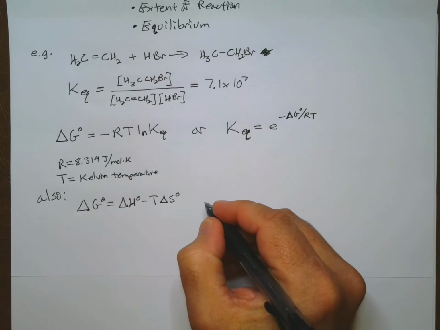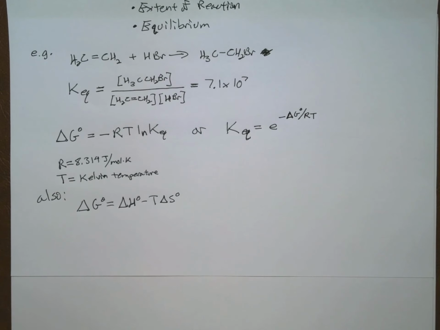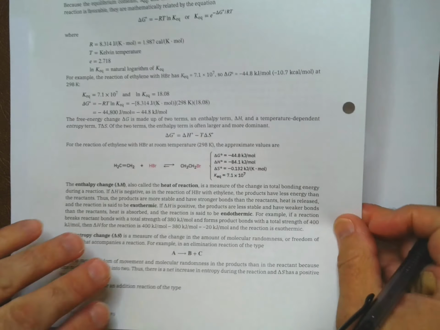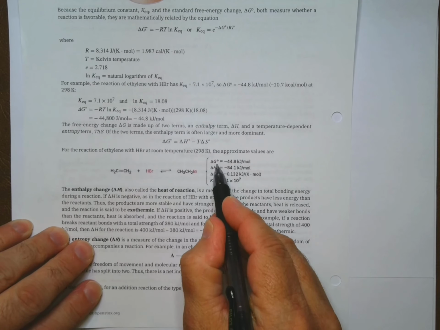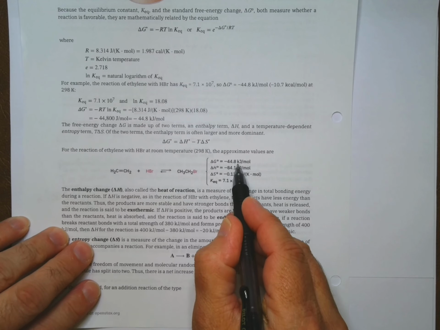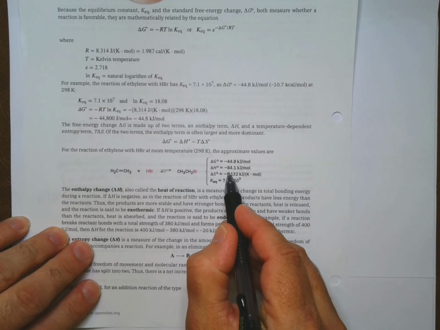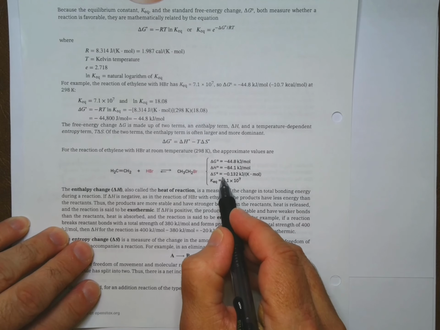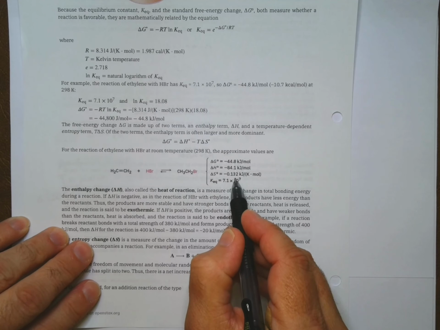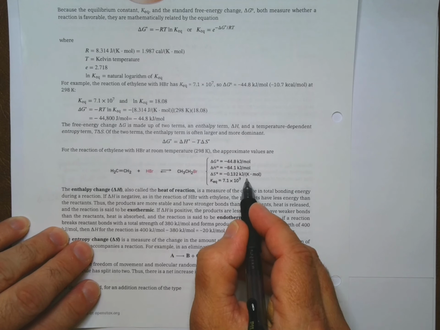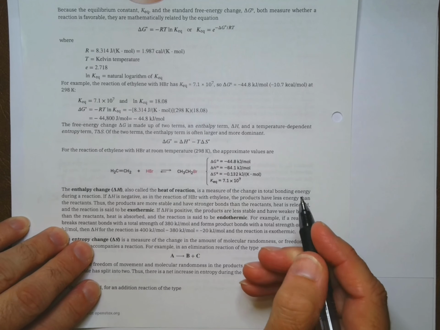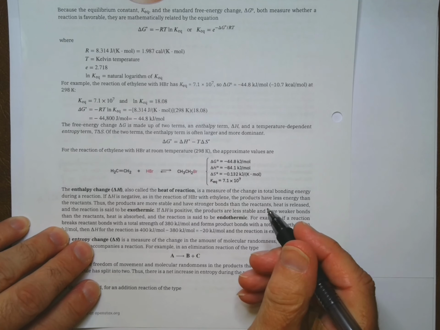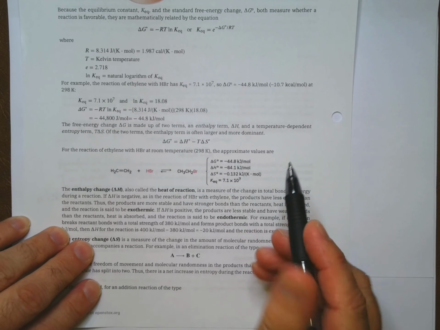So again, for the reaction that we looked at before, I'm just going to go ahead and show you the page from the text here. I have a delta G of minus 44.8 kilojoules per mole. Our delta H is minus 84.1. Delta S is minus 0.132 kilojoules per mole Kelvin. And then there's our equilibrium constant there. Now, what does this tell us? What do these values tell us?